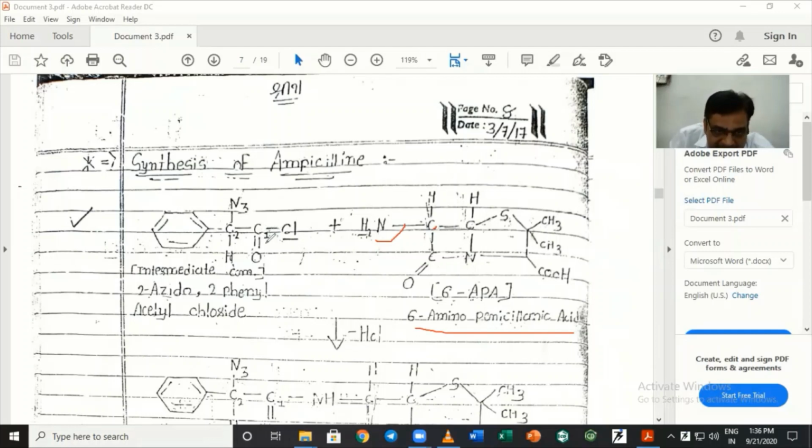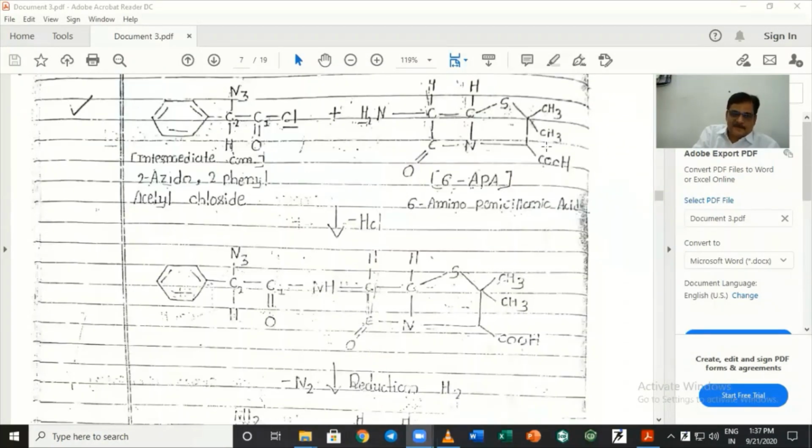2-azido-2-phenyl-acetyl chloride. Here carbon atom 1 and here is 2, and on carbon 2 there is an azido group and a phenyl ring. The acetyl chloride group reacts with the amine group and with loss of HCl is converted into the CONH group, an amide linkage. The N3 azido group is carried forward. This is the first step.